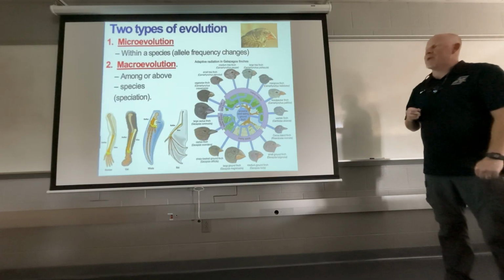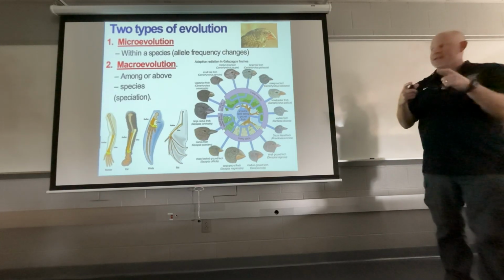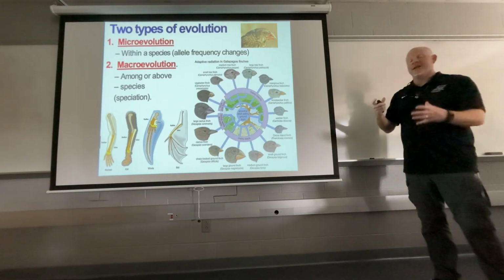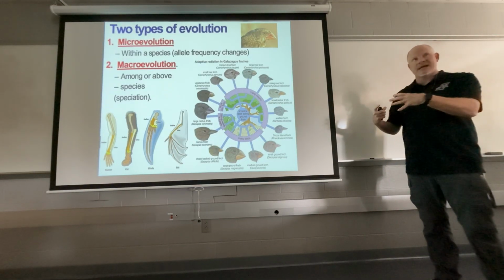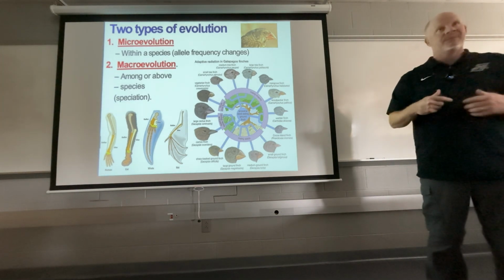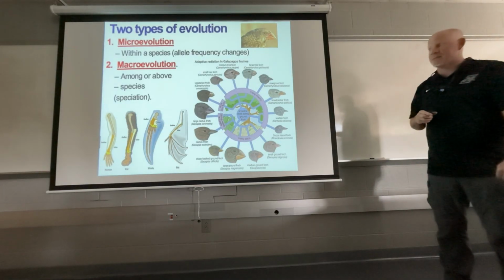And to do that, we have to get a bunch of accumulations of microevolution. So basically, these little events that change allele frequencies can eventually accumulate over a long period of time to cause macroevolution above the species level, because it produces those pre- and postzygotic barriers that we've talked about.